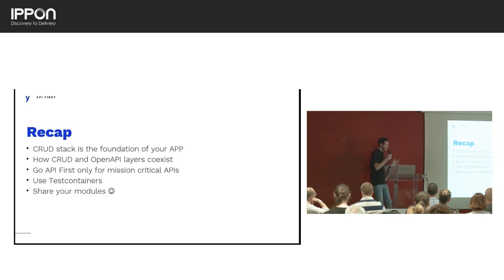So, recap. CRUD stack is the foundation of your app. If your app gets complicated, you can make it coexist with an OpenAPI layer. Okay. Go API first for mission critical APIs. Otherwise, take advantage of the generated CRUD endpoints of JHipster. Use test containers for integration tests. As you see, it is very useful and easy to integrate. And share your modules with the community. We can all take advantage of them.